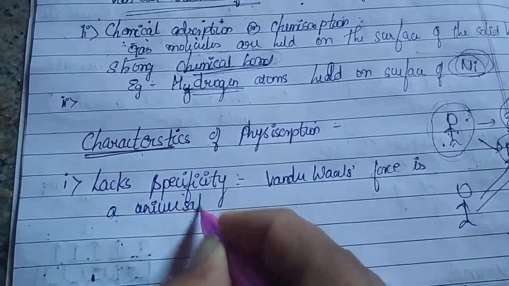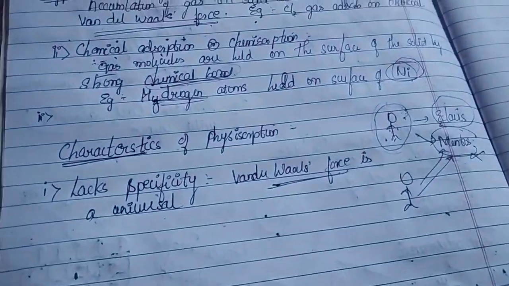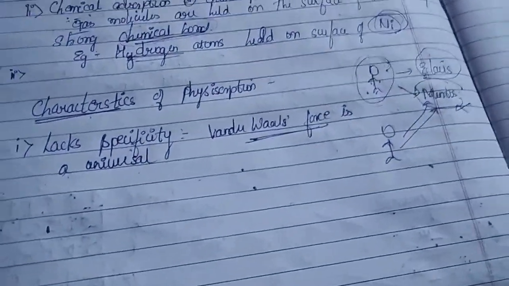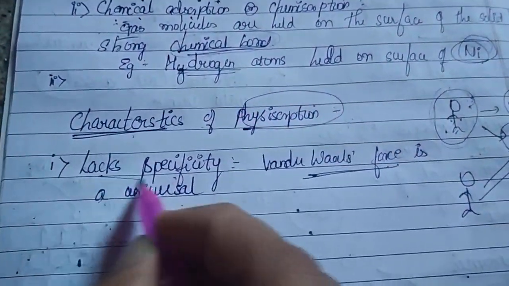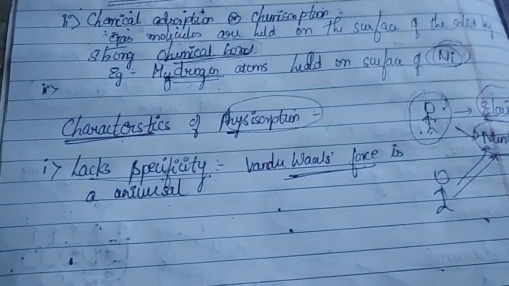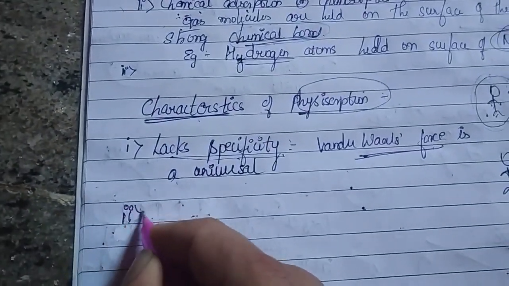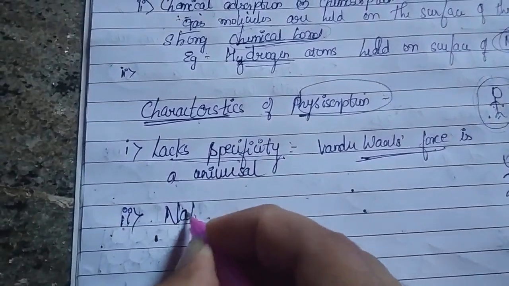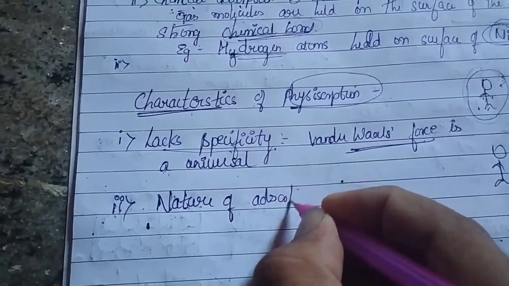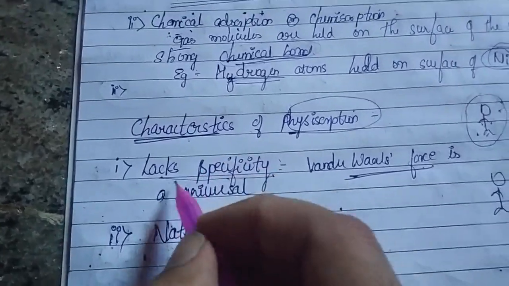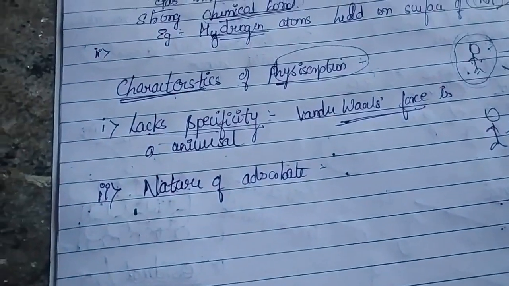So due to the nature of the bonding, we can easily say that any solid surface can adsorb any adsorbate. That is the reason we say physical adsorption lacks specificity, or is not highly specific. Coming to the next characteristic, the nature of the adsorbate. We came to know with respect to specificity that any molecule can get adsorbed on the surface of the solid.